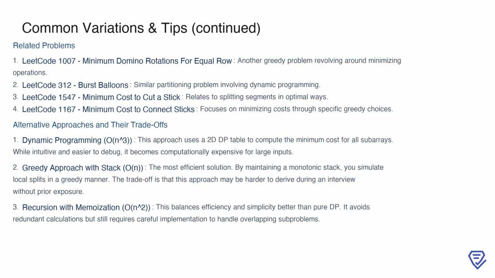Beyond related problems, it's helpful to evaluate alternative approaches and their trade-offs. A dynamic programming solution, with its O(n³) complexity, is intuitive and easier to debug but becomes computationally expensive for larger inputs. On the other hand, the greedy approach with a monotonic stack is the most efficient at O(n), but it can be harder to derive during an interview without prior exposure. Recursion with memoization strikes a balance, offering a time complexity of O(n²). It avoids redundant calculations while remaining conceptually simpler than pure DP. Understanding these trade-offs and articulating them effectively can make a strong impression in an interview setting.